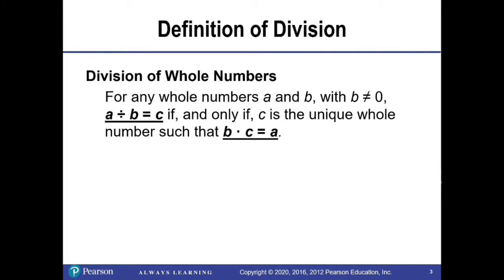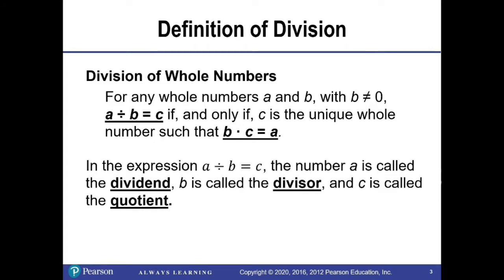Division is the inverse operation of multiplication. So when we say that A divided by B equals C, what that means is C, our quotient, times B, our divisor, equals A, what we call our dividend. So again, A is our dividend, B is our divisor, and C is the quotient.